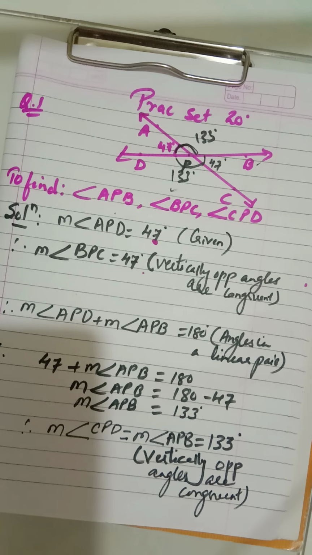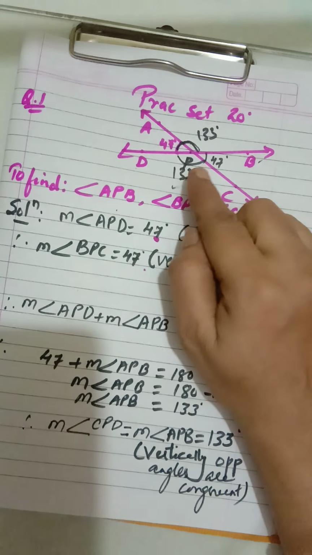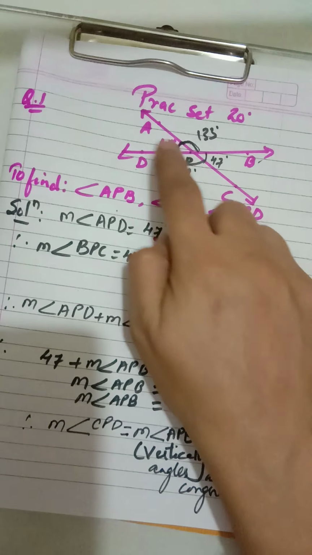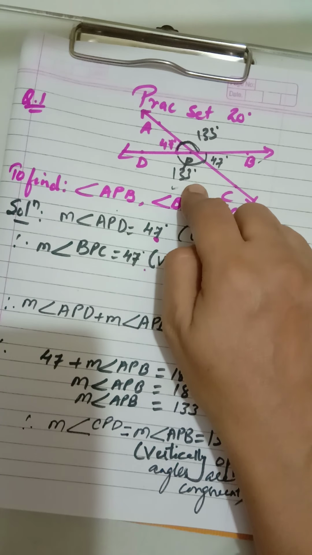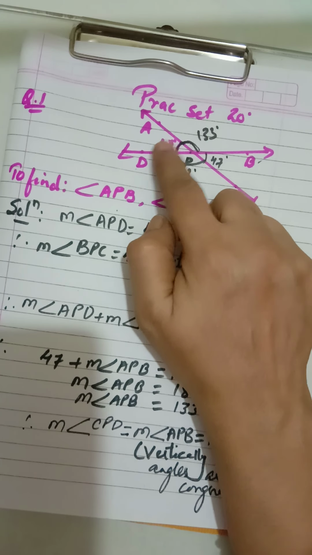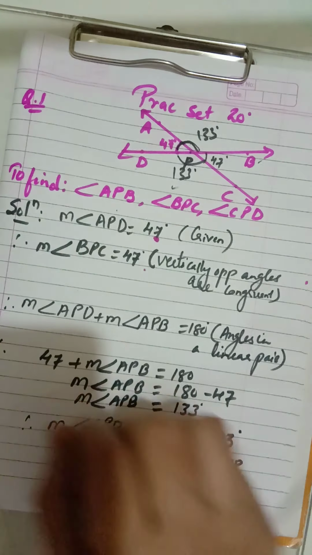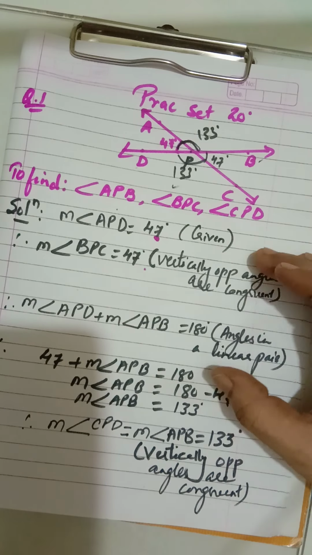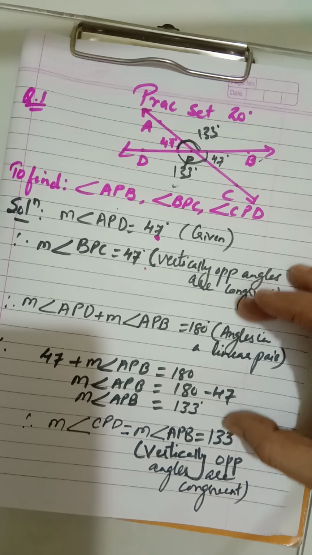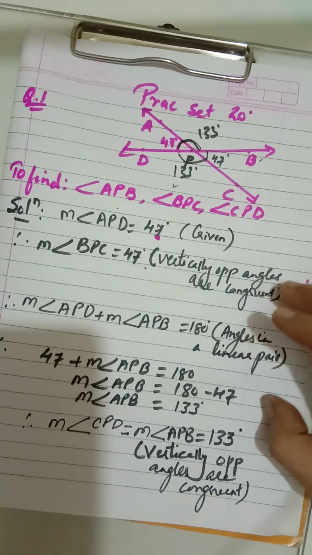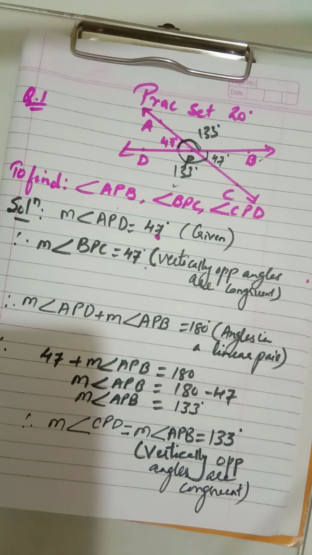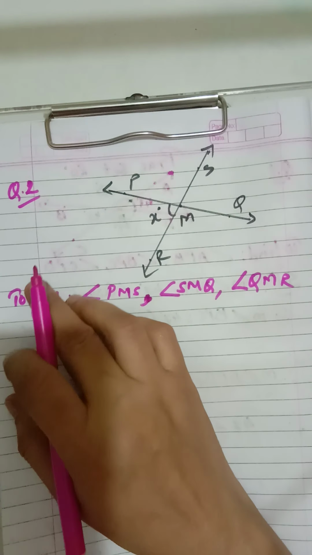Okay children, sometimes you can take this angle also, APD plus DPC, because these both angles are also forming a linear pair. So any one pair you can take and solve the sum. Now I know this sum you will feel a little hard, but with practice you will be able to solve the sums. I'll be giving some extra questions based on this concept, so that you become perfect in solving this type of sums. Now let's start with the second question, children.